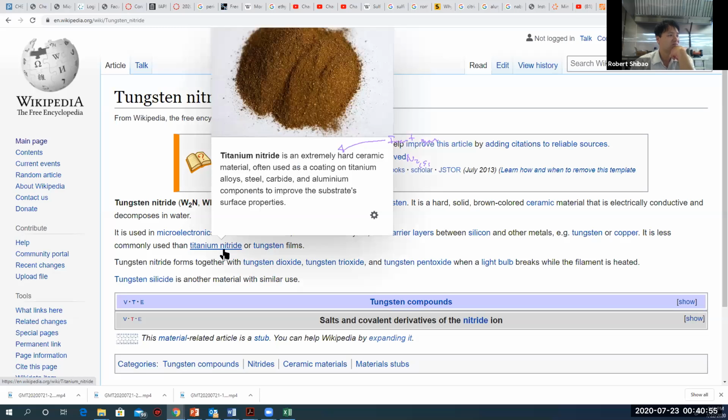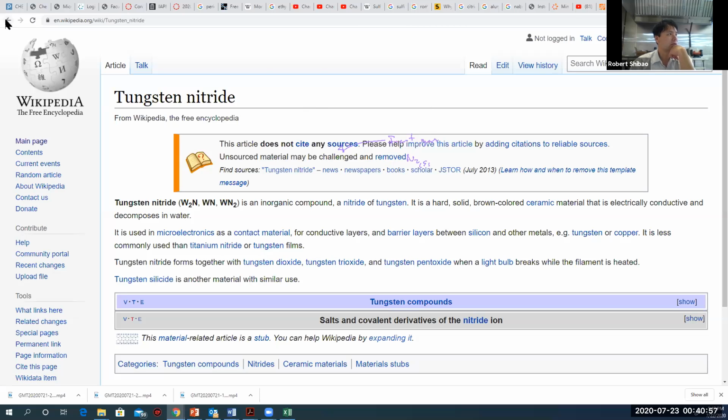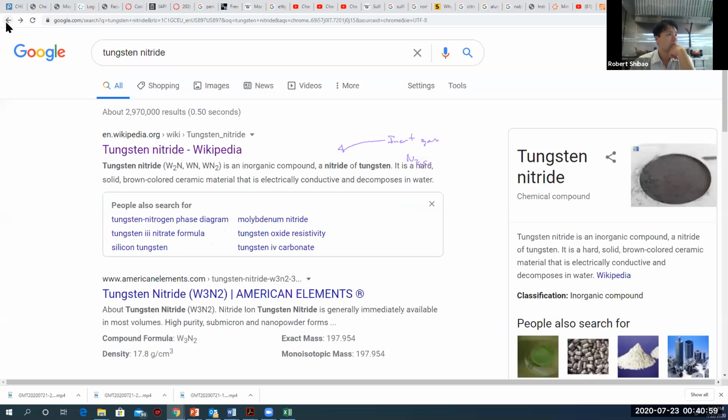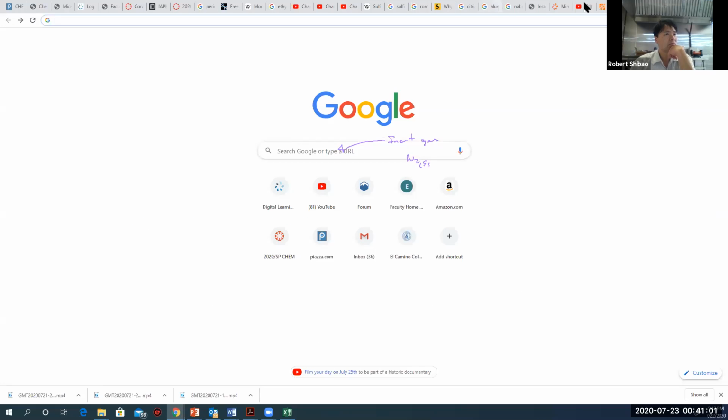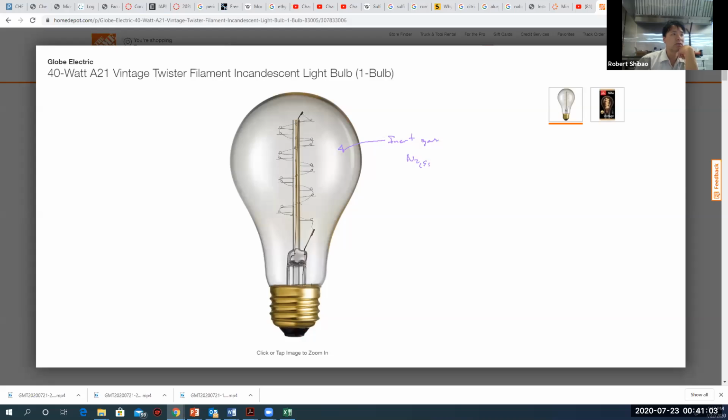Maybe we don't want to use nitrogen. Probably don't want to use nitrogen. So what other inert gases? Inert just means it won't react in this particular reaction. It could react in other reactions like the Haber process or whatever. But we could use other gases like argon. Argon's a noble gas.